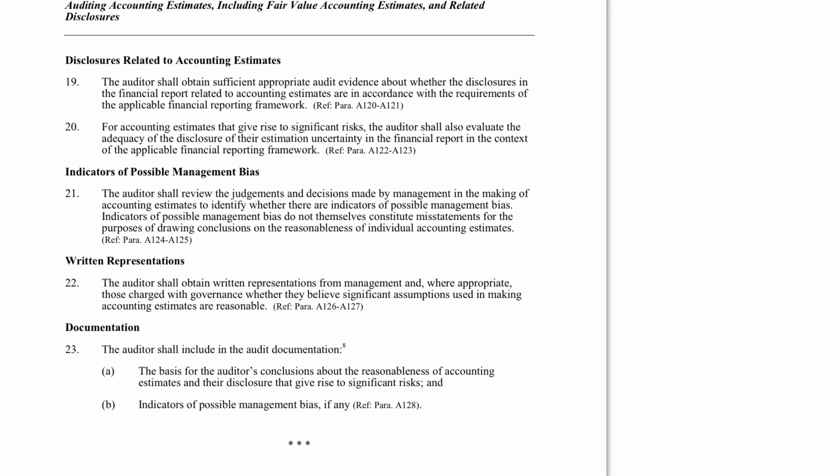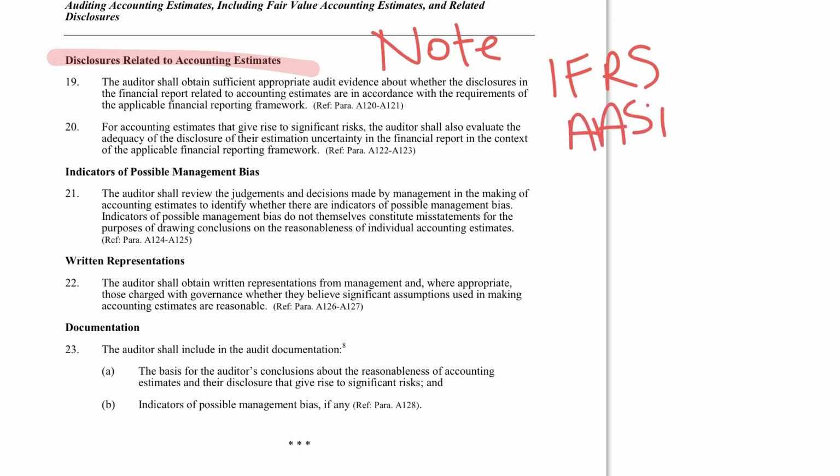I also need to look at management disclosures, because remember, most accounting estimates will need to have note disclosures about how they are calculated. So we need to look to our IFRS or to our AASBs to make sure that those note disclosures are appropriate. You might need to employ a firm expert.